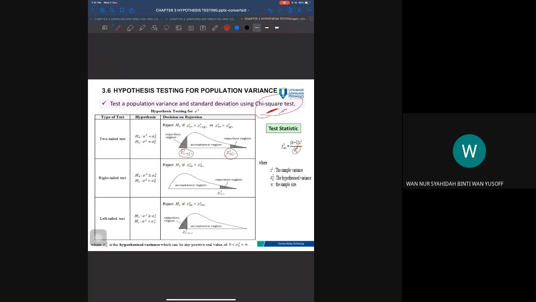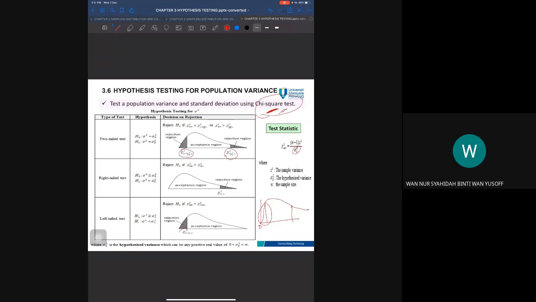T and Z are symmetric distributions. That's why you have a positive part and also a negative part. But the chi-square and F distributions are positive distributions. So even though you have the left tail, the critical value must be positive, because in general the chi-square and F distributions start from 0. That's why even though you have the lower critical value here, it is positive.